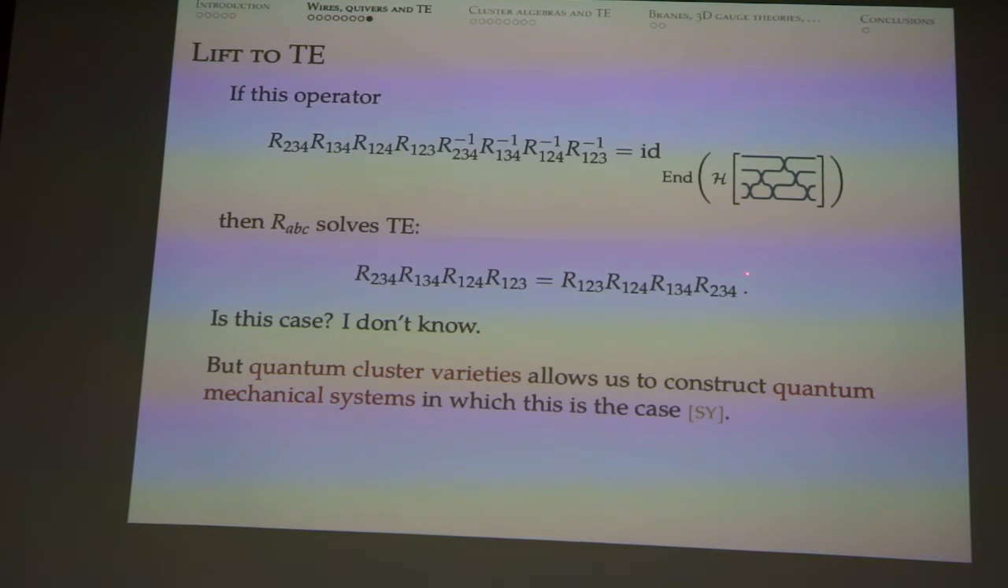But I know that something like this happens for simpler theories. Okay? And you can use something called the theory of quantum cluster varieties developed by Fock and Goncharov to construct simpler quantum mechanical systems, one-dimensional systems in which this equation holds. Okay? So this is the main idea. This was the main idea of my work with Xiao-yue. And this is how you construct a solution of the tetrahedron equation. Okay. So I hope I haven't lost people.